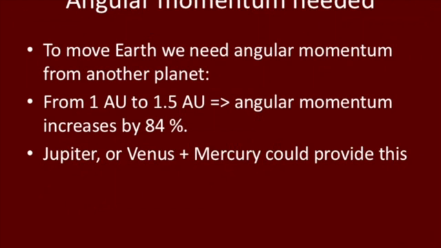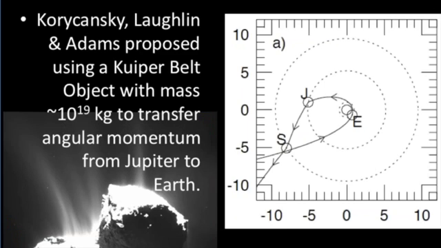The problem is we need to steal angular momentum from somewhere, because we'd have to increase our angular momentum by about 84%, and either Jupiter or Venus plus Mercury together are the only real sources of that angular momentum. We have to send our little body to steal angular momentum, give it to us, steal some more, give it to us over time.